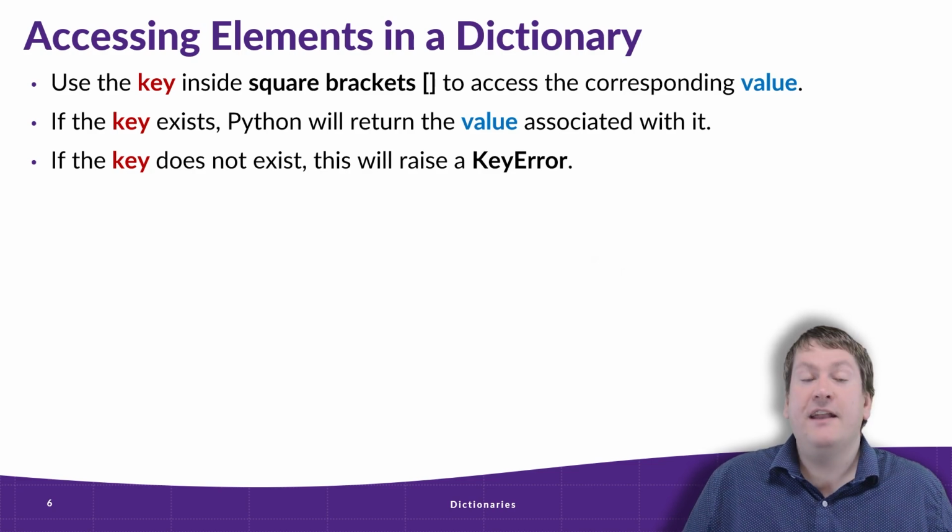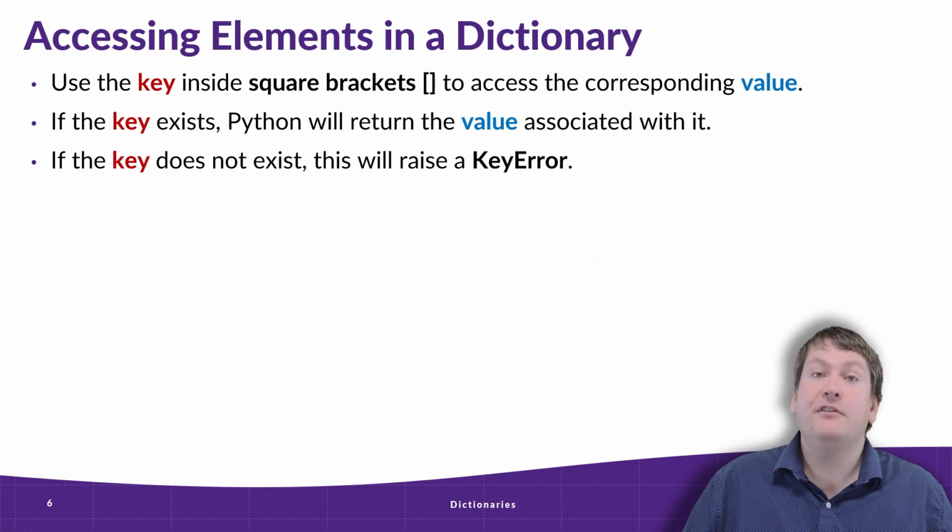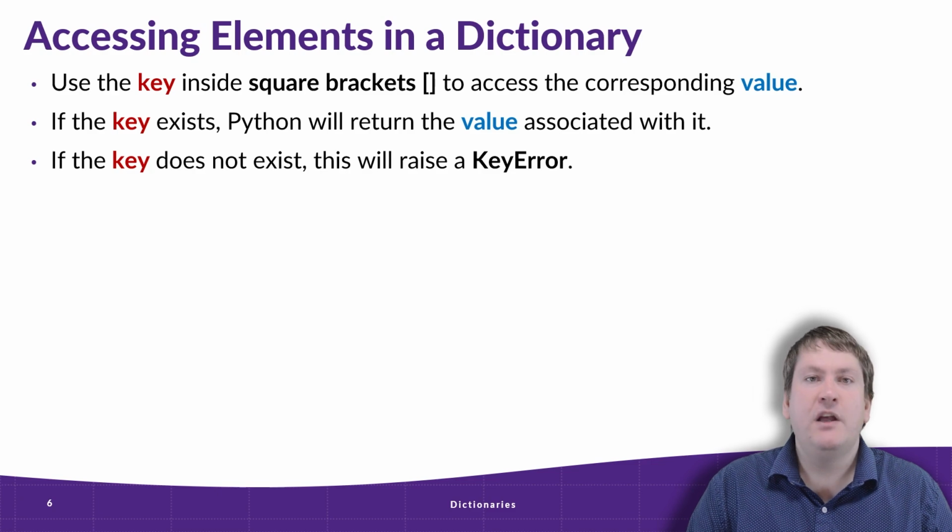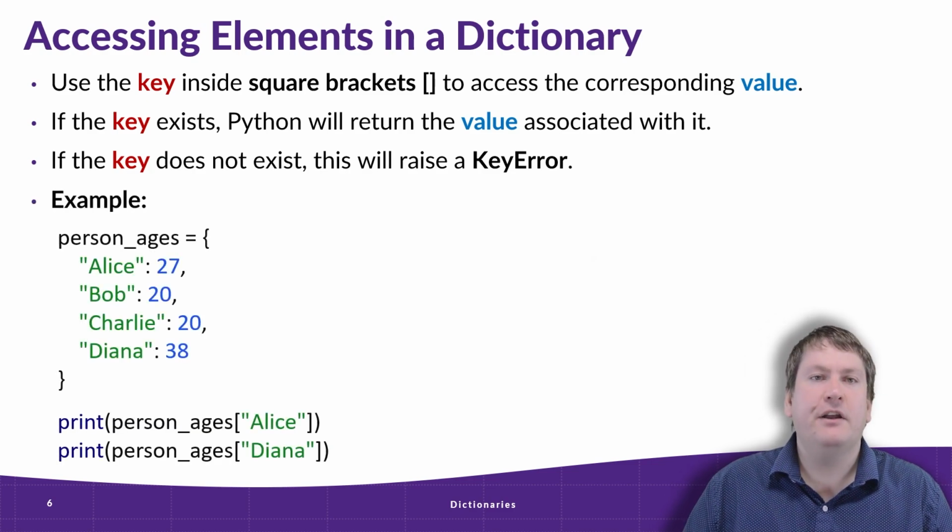key. If the key doesn't exist, then Python is going to raise a key error. Just like when we give an invalid index to a list, it causes an error. If we give an invalid key to a dictionary, it's going to give us a key error. Let's take a look at an example.